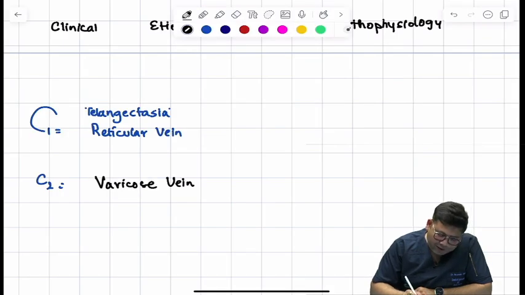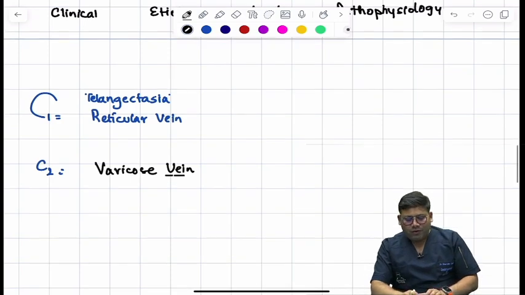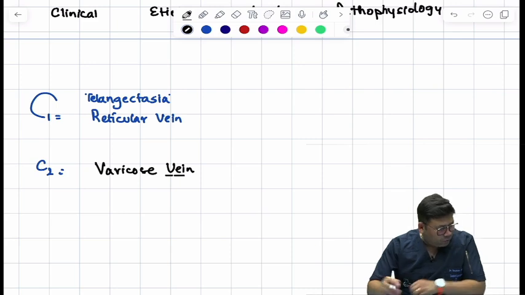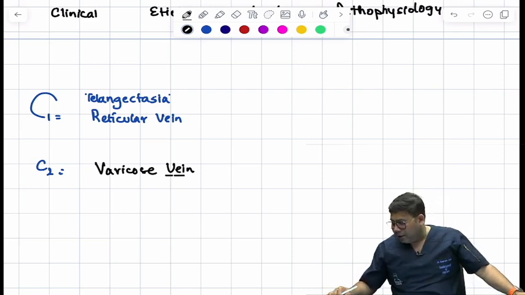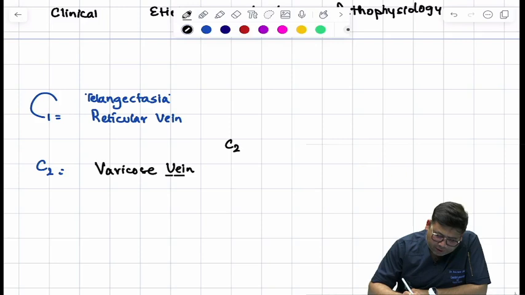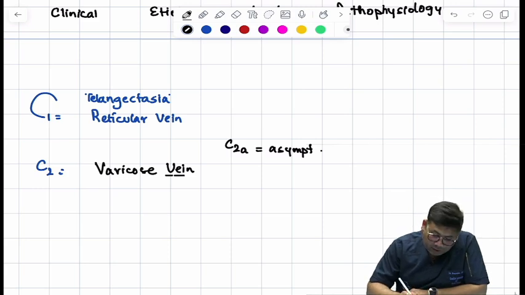Now, a very easy question. Whenever you get a question on C1, C2, C3, but say the patient is asymptomatic, then that is known as C2A. What do you mean by C2A? That the patient is asymptomatic. What do you mean by C2S? The patient is symptomatic.